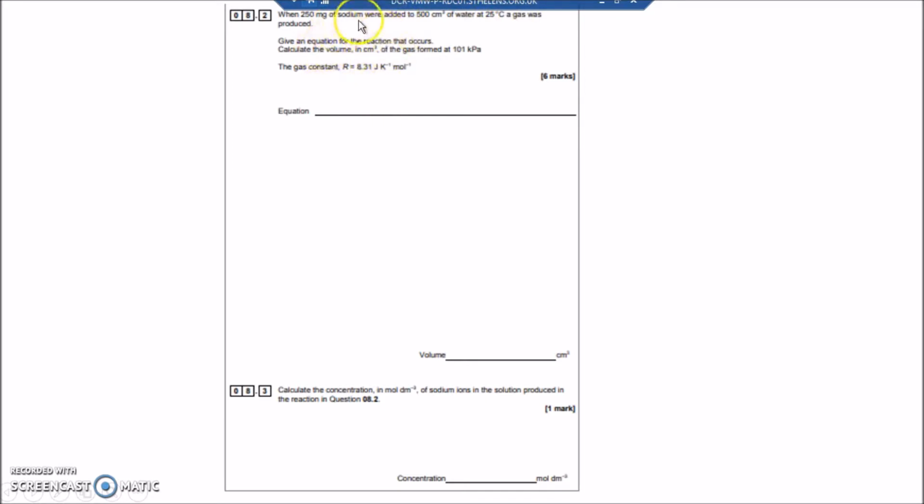Write an equation. Well, sodium's a metal. With water, it'll make hydrogen gas. So sodium makes sodium hydroxide. A metal and water always makes the hydroxide, unless it's something like magnesium with steam that will make magnesium oxide. But in cold water it makes the hydroxide.